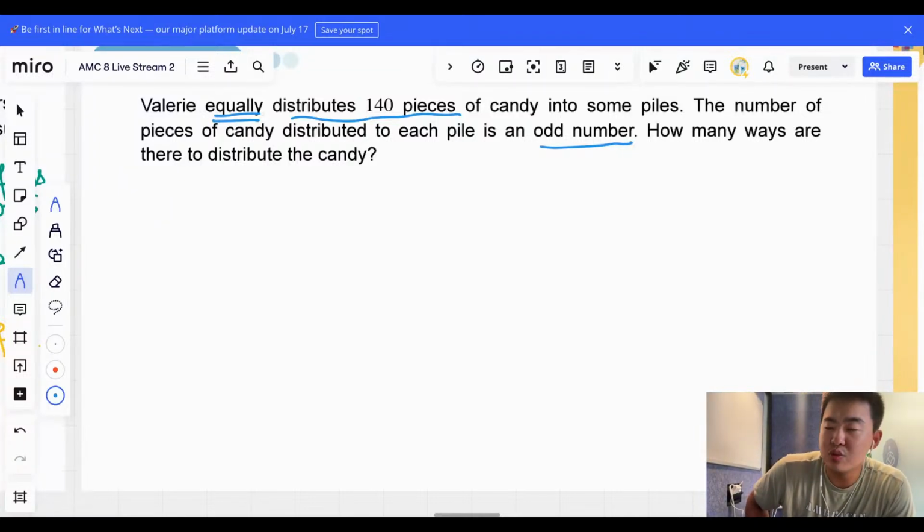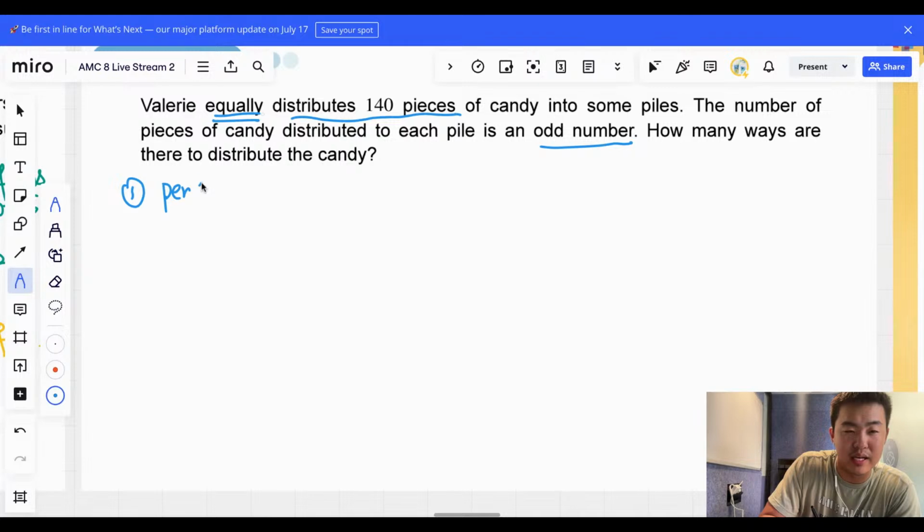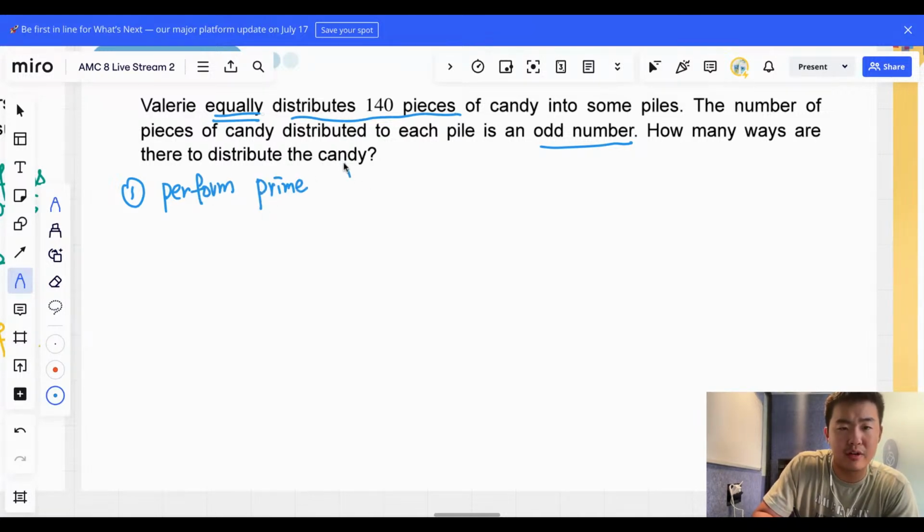So since we are talking about distribution of a large number, it's very natural. Okay, let me pause a little bit. For now, we are talking about distributing a number into several piles. It should be very natural to think about what? To think about finding the factors, right? So the first step, as always in number theory problems, we'll do factorization. So I will say perform prime factorization.